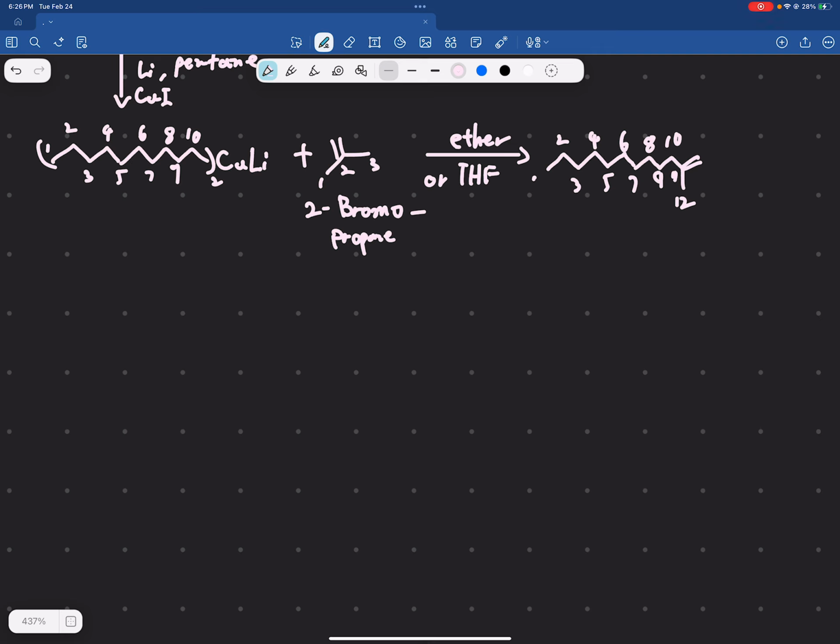So, Gilman reagents are prepared from methyl, alkyl, vinylic, and aryl halides via the corresponding organolithium compounds, giving the best yield of coupling products. Yields are lower with secondary and tertiary haloalkanes. Coupling with a vinylic halide is stereospecific, so the configuration of the carbon-carbon double bond is preserved.